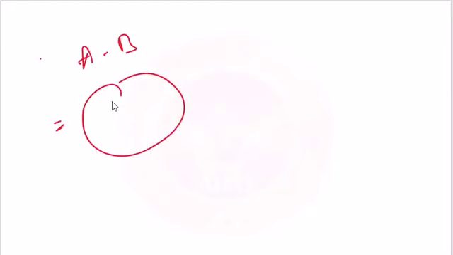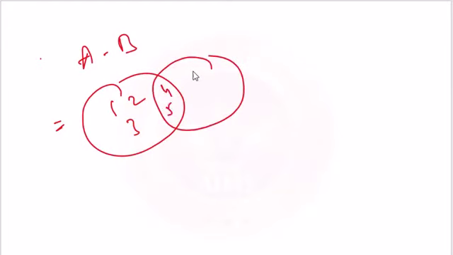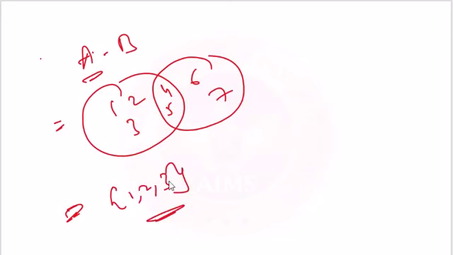Suppose we have 1, 2, 3 here, here we have 4, 5, and here 6, 7 are there. Now what is the value of A minus B? A minus B means only A: 1, 2, 3 we can write. That is the A minus B set.